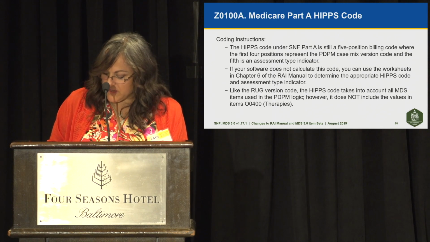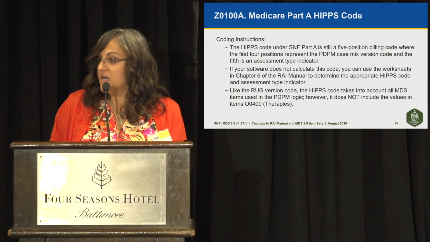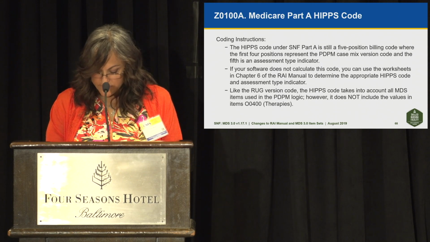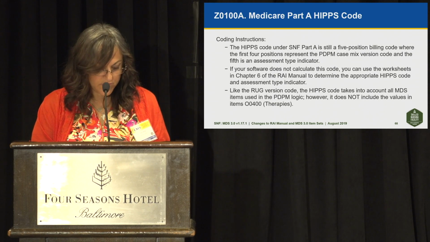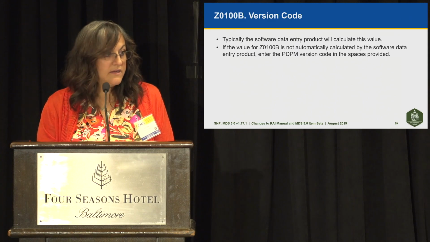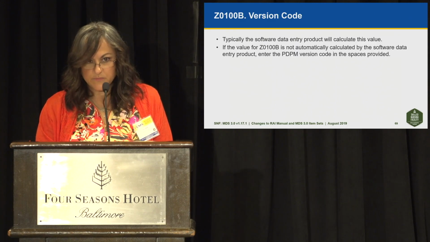So like the RUG code, the HIPS takes into account all MDS items used in PDPM logic. Just as a reminder, for PDPM, it does not include the values in item O0400, therapies. And typically the version code is calculated for this, but if it's not, you're just going to enter that PDPM version code in the spaces provided.